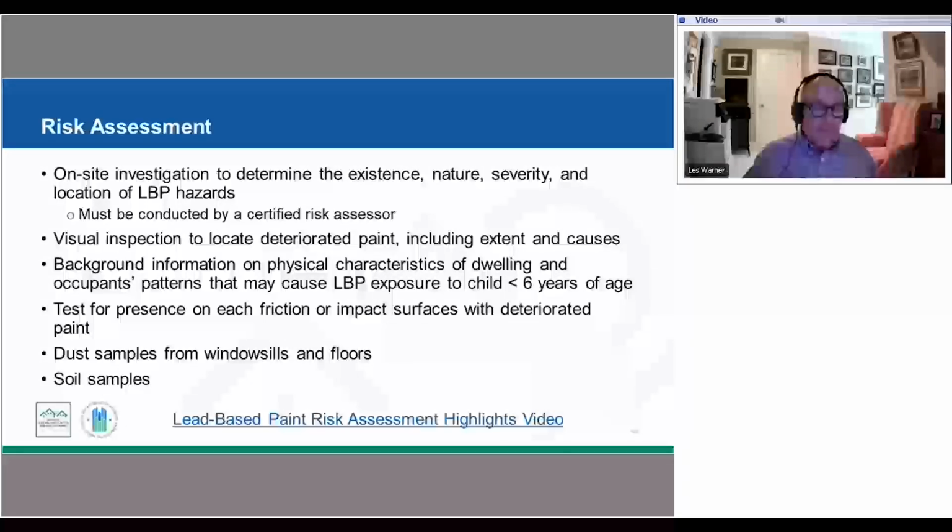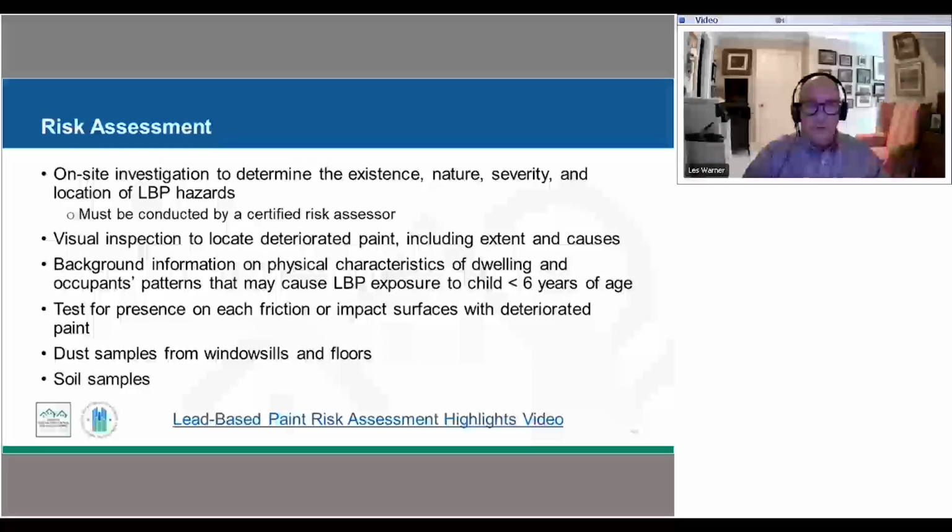We said that paint testing is identifying the presence of lead. Our risk assessment is then determining whether the presence of lead-based paint creates a hazard, and it needs to be completed by a certified risk assessor. It's a combination of a visual assessment, looking for deteriorated paint surfaces, evidence of dust or other debris, and friction or impact on surfaces that have deteriorated paint.